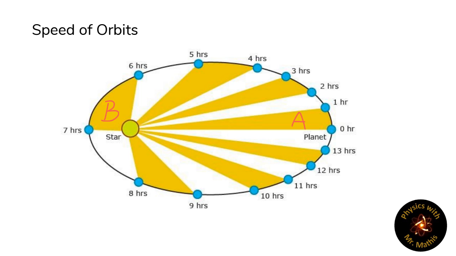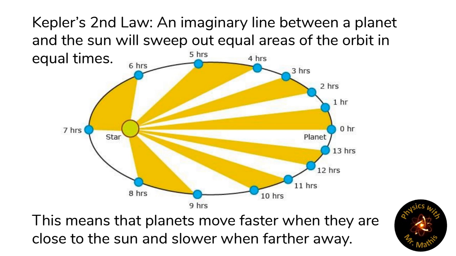In fact, any of the other triangles that we could draw as the planet moves the same amount of time but a different distance, they all have the same area. A is the same area as this one, or B, or this one over here. As long as the amount of time is the same, the area swept out by that imaginary line is equal. In fact, that's Kepler's second law. An imaginary line between a planet and the sun will sweep out equal areas of the orbit in equal times.